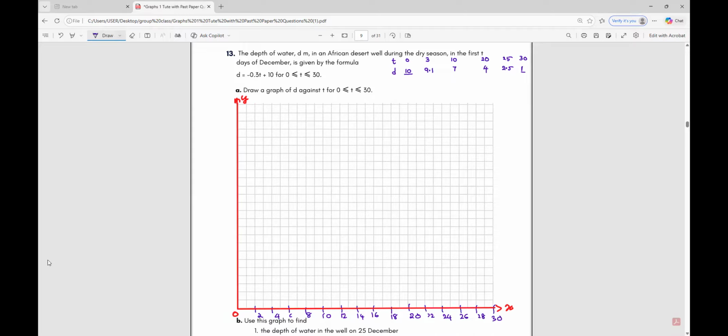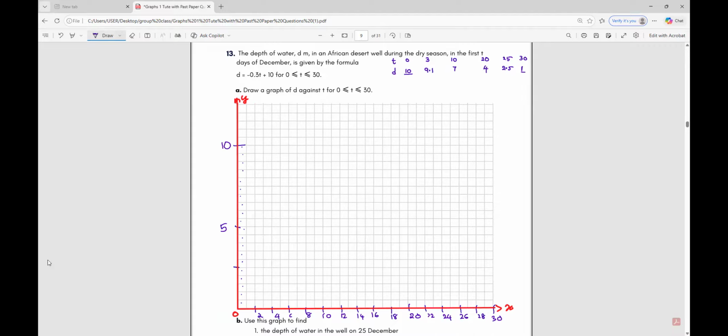The height is only up to 10. 1, 2, 3, 4, 5, 6, 7, 8, 9, 10. Use it to the maximum.